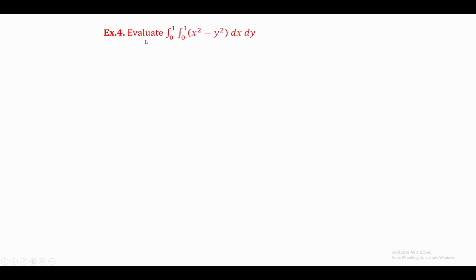Example number 4. Evaluate the integration with limit 0 to 1, integration with limit 0 to 1, of x square minus y square dx dy. Solution. Integration from 0 to 1, integration from 0 to 1, x square minus y square dx dy, equals the integration from 0 to 1. Now evaluate this integration with respect to x.